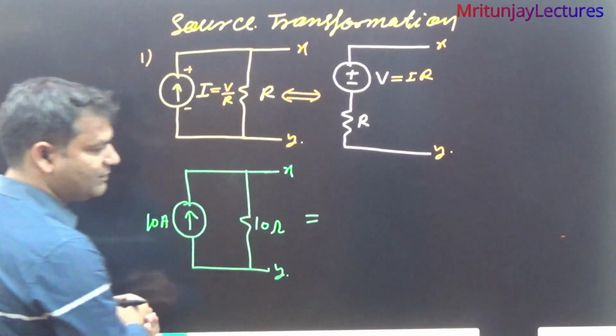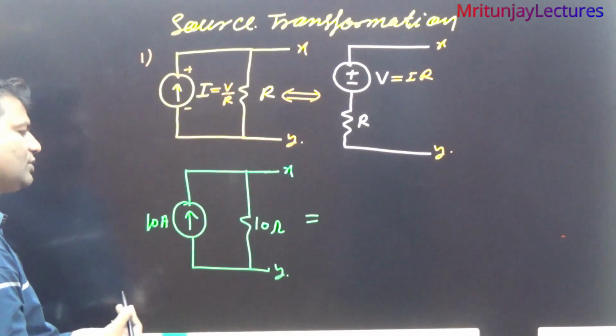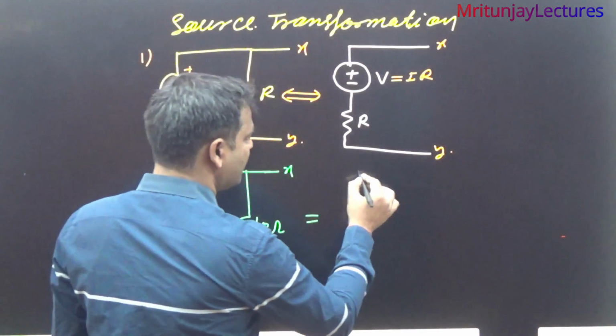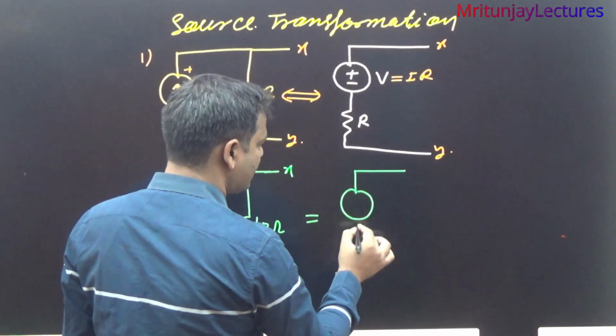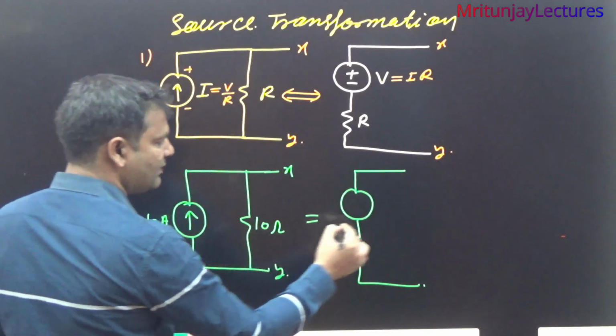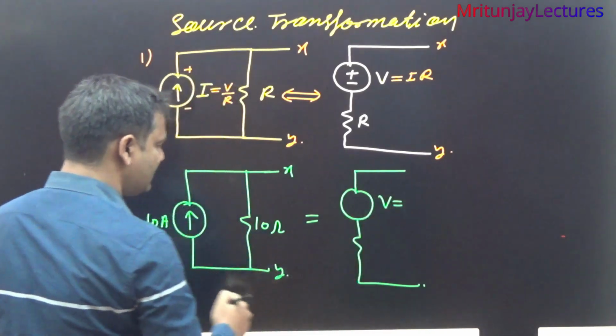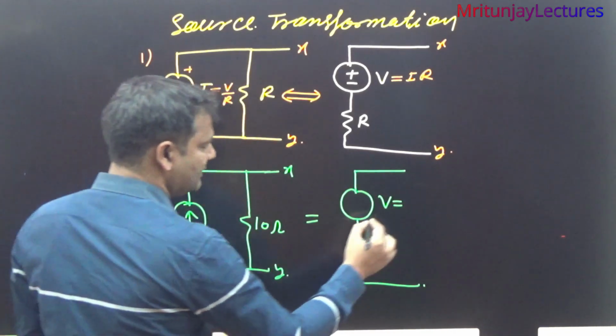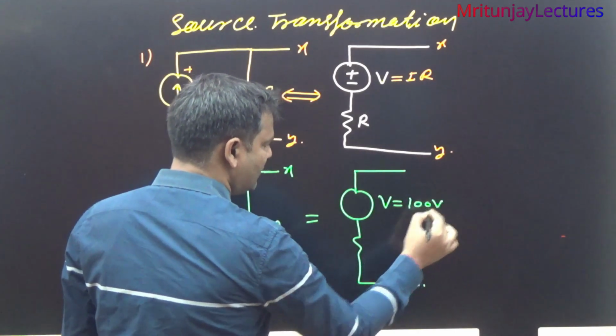What about voltage? If this current source is converted to a voltage source, how can we convert? Simply, first of all, V. V is equal to 10 into 10, that is 100 volt.